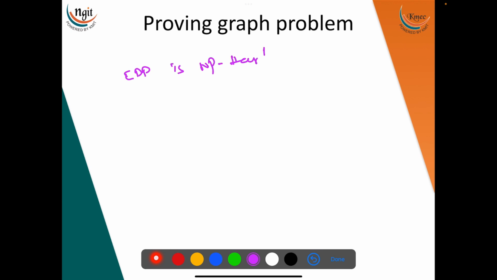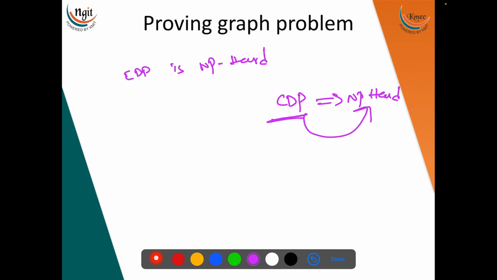Now I want to prove CDP as NP hard. So for this, what strategy did we consider in the first slide? Whatever problem you want to prove NP hard, first of all take one NP hard problem which you know. I know about satisfiability. Satisfiability is an NP hard problem because of exponential time complexity, 2 power n. We already made a video on satisfiability, why it takes exponential time and what the relation to NP hard is, that you can watch before you come to this video.